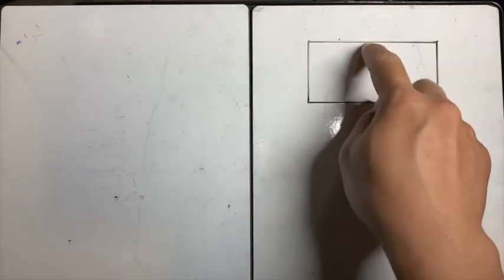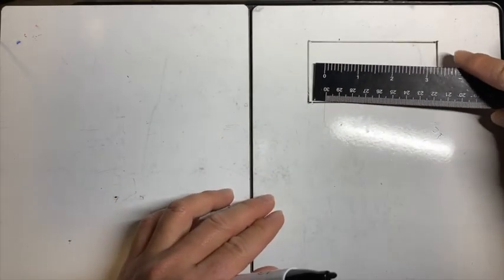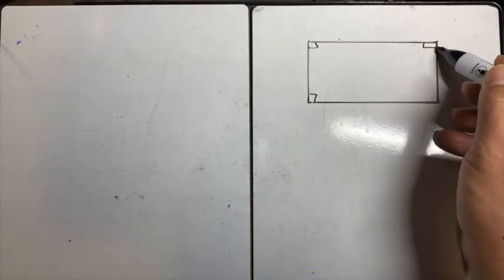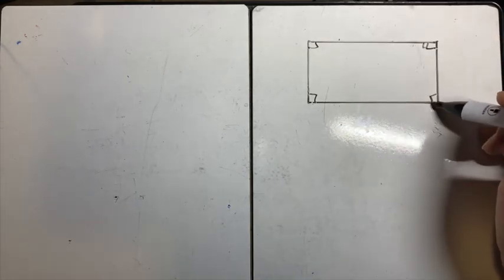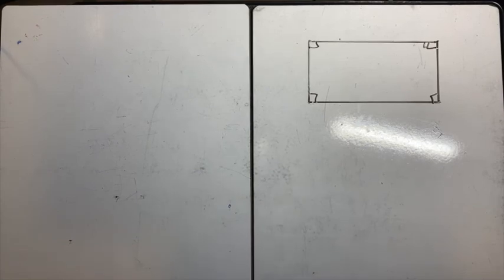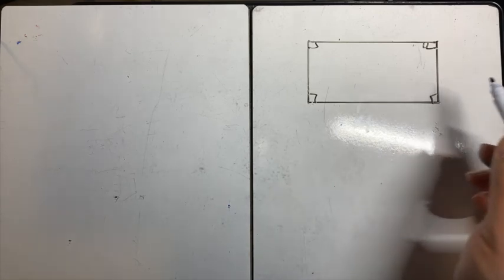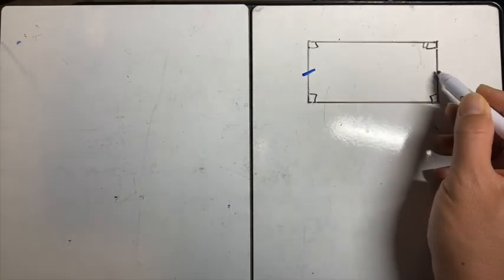This is the rectangle because it has 1, 2, 3, 4 sides, and it has 4 right angles. Look at here. 1, 2, 3, 4 right angles. All right. Remember, in a rectangle, the opposite sides are congruent, or in other words, we say they are the same length. So this side right here is equal to this side.